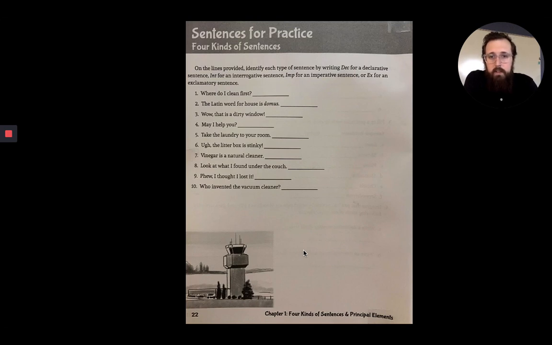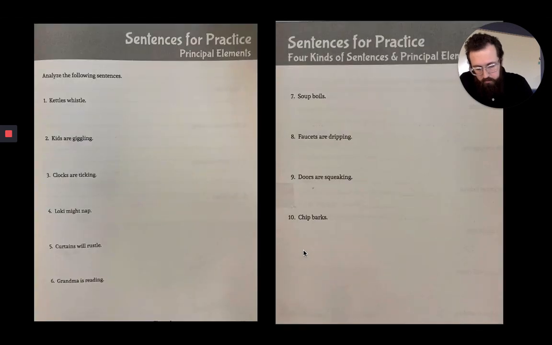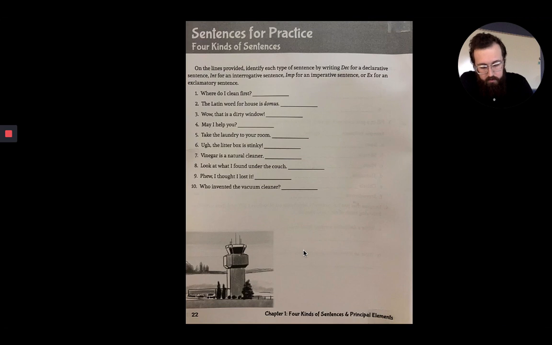So, where do I clean first? That is a question. And I remember an interrogative sentence asks a question. So, I'm going to put in the first line, I'm going to put an INT for interrogative.